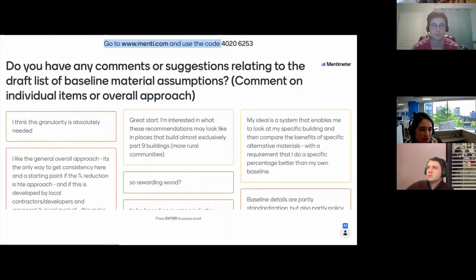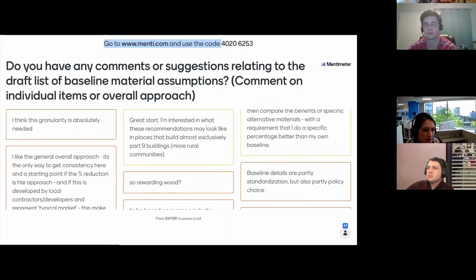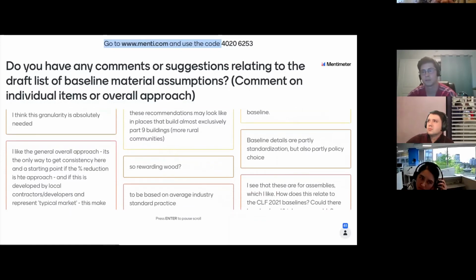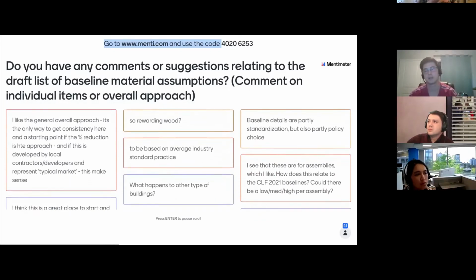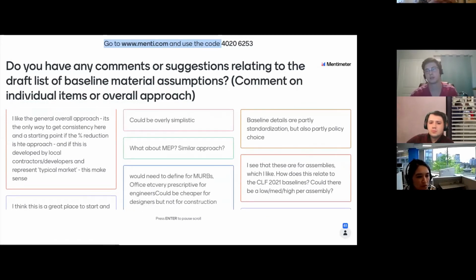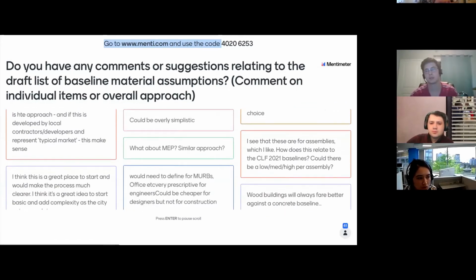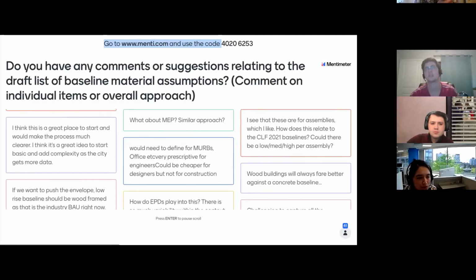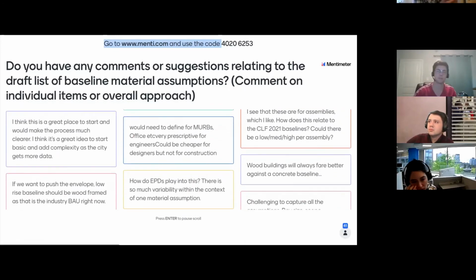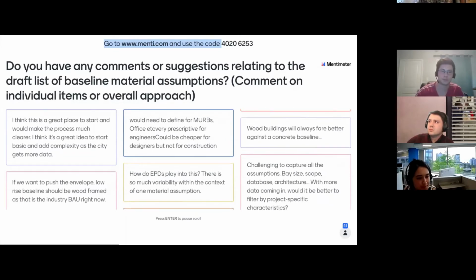Yeah, so maybe those specific line items could reference, for example, what CLF has created for their material baselines. They actually have average baseline numbers for individual materials. So perhaps that could reference that, but in the context of which material you select for what element within a building. I see. Yeah, that's cool. Awesome, great, thanks. Roberto?